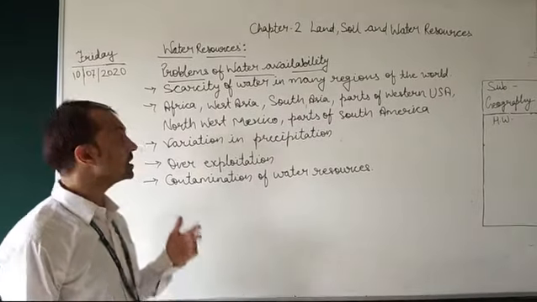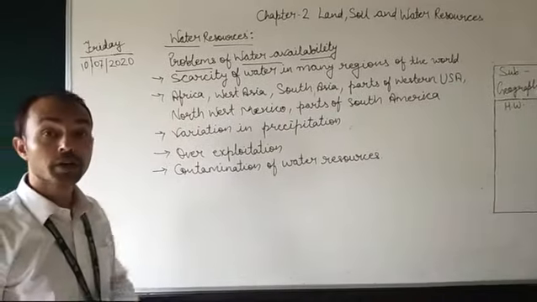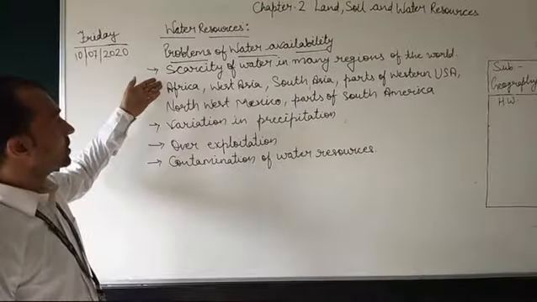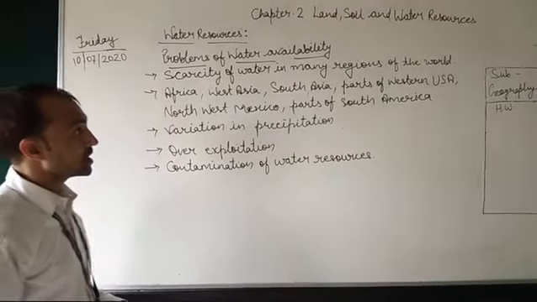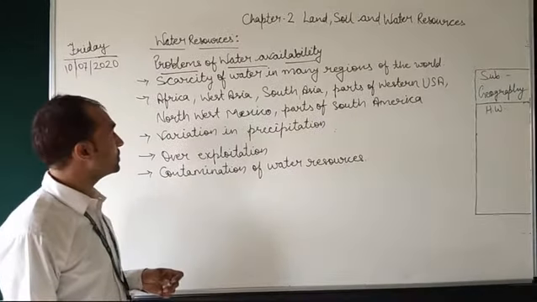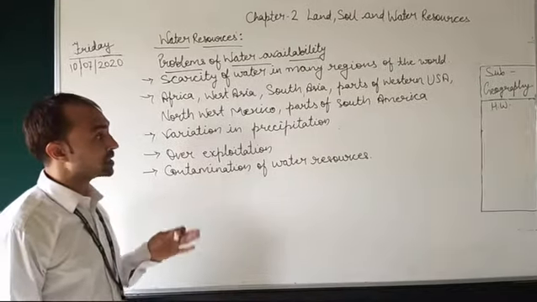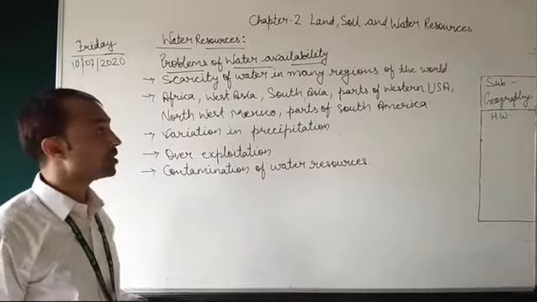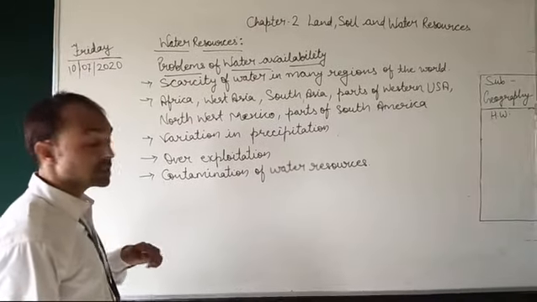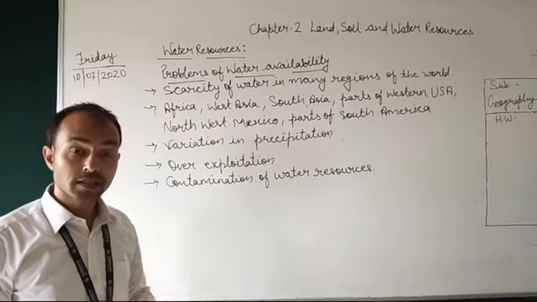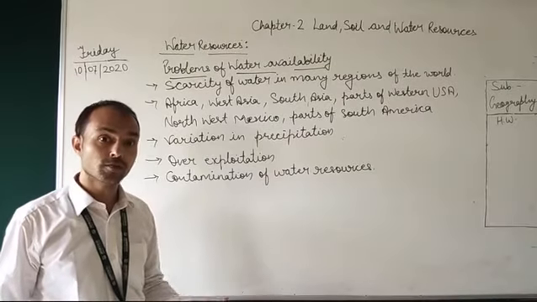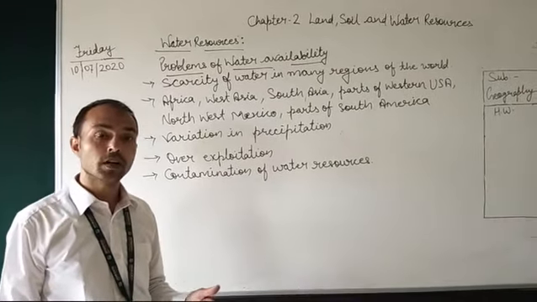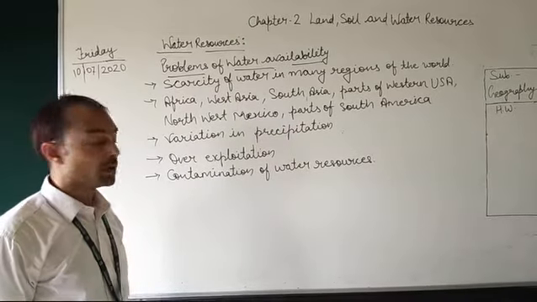So what exactly, there is scarcity of water in many regions in the world, like Africa, West Asia, South Asia, parts of Western USA, Northwest Mexico, parts of South America. These are the regions where the water is not available. So there is a scarcity, a shortage of water in the proportion of the available population.